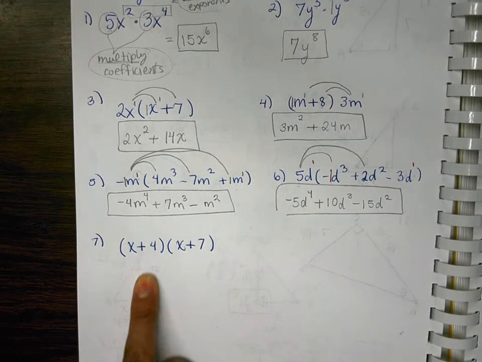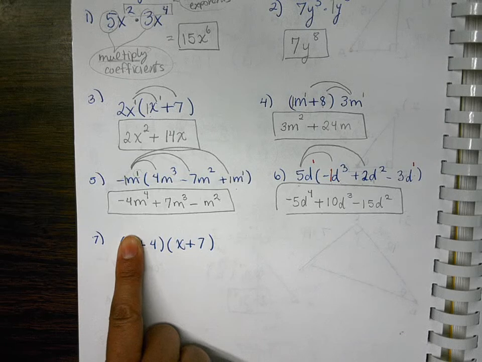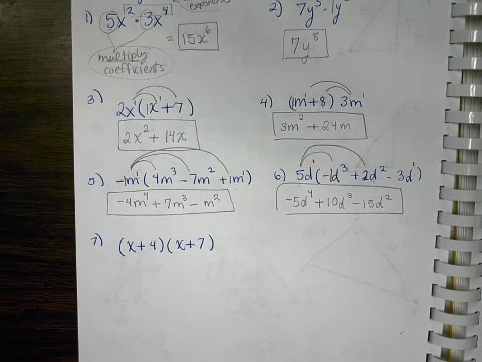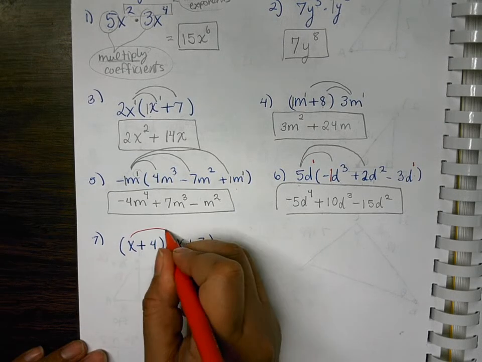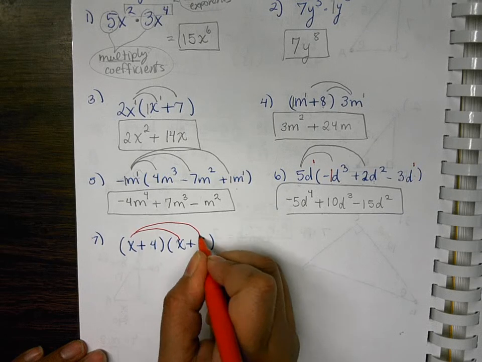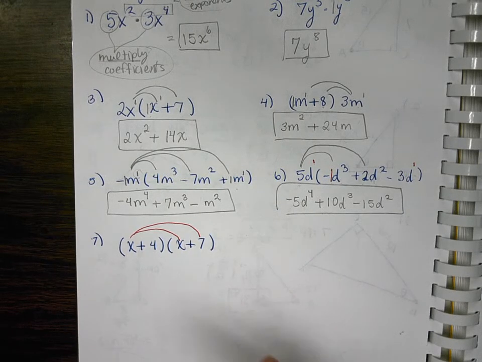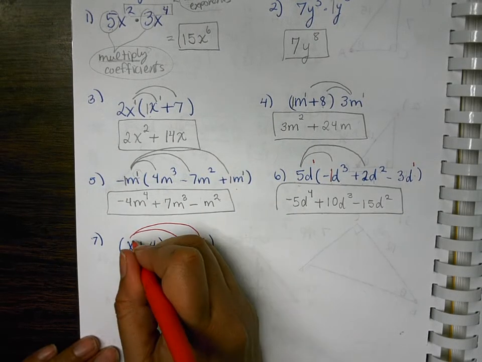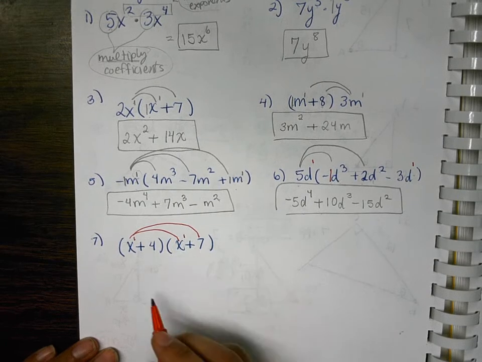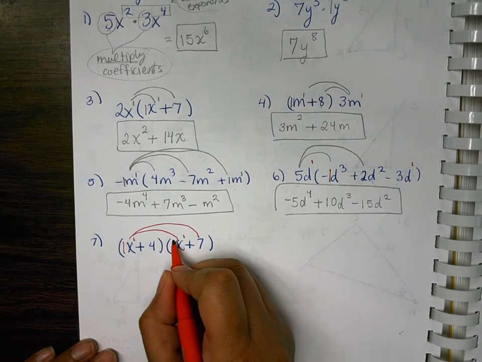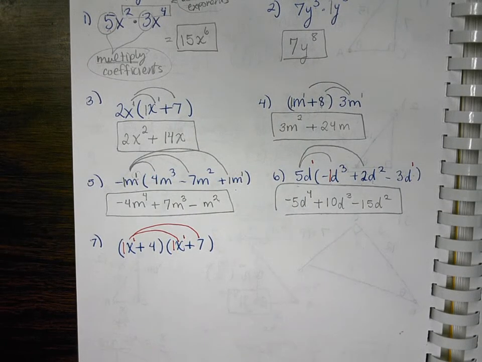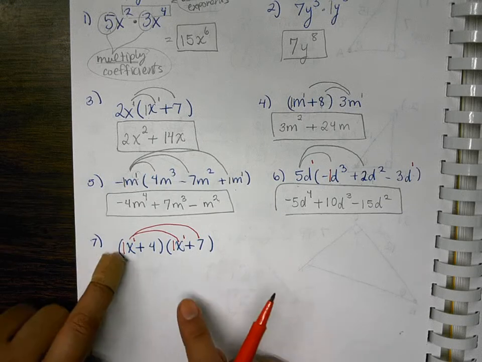Double distribution. What does that mean? What am I going to distribute first? The X. And after the X gets distributed, what do you think I'm going to distribute second? The 4. So it's going to look like this. I'm going to take the X and multiply it to that X and multiply it to that 7 first. That's going to be my first step. Now, I'm going to go ahead and put my 1s here and here and as my coefficients there and there.